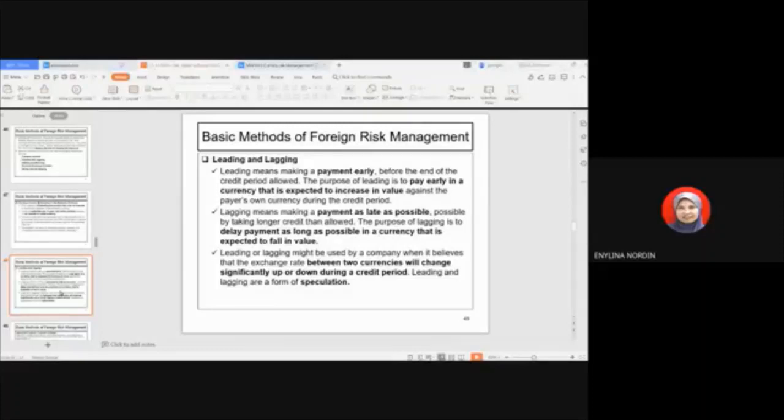So now we go to the leading and lagging specifically one by one. We go to leading first, right? Leading means making a payment earlier or early, in the currency that is expected to appreciate against your own currency. We take a simple example here.